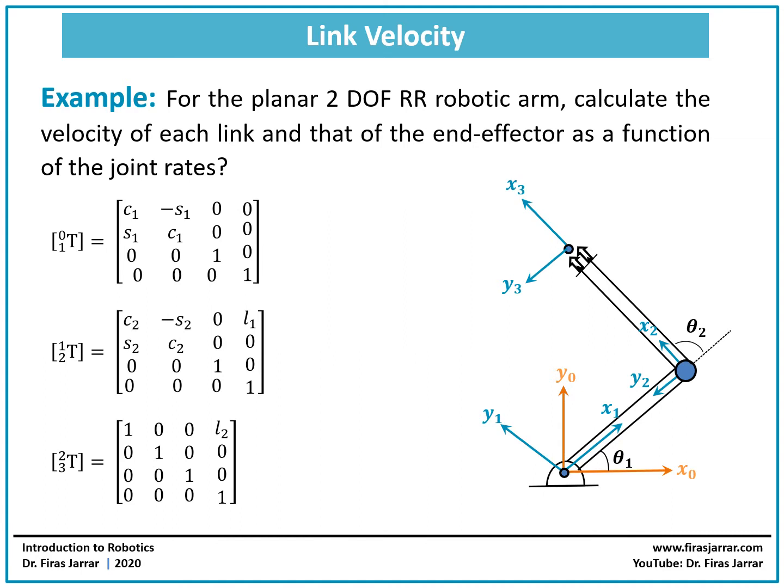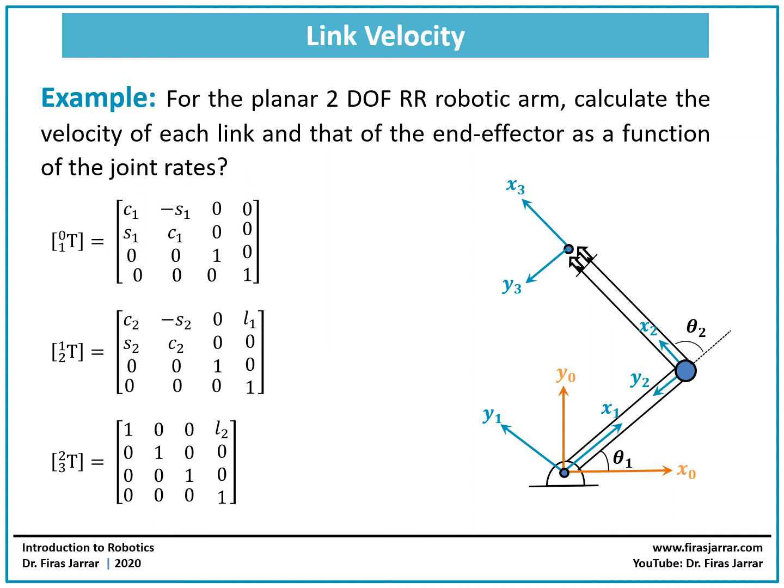In that case, the transformation matrix would look simpler. So, if you look at the transformation matrix T1 to 0, this matrix describes the orientation and the position of frame 1 with respect to frame 0. This part of the transformation matrix includes the rotation matrix of frame 1 with respect to frame 0. And what we can see is that this is the basic rotation matrix for rotation about the z-axis by an angle of theta 1.